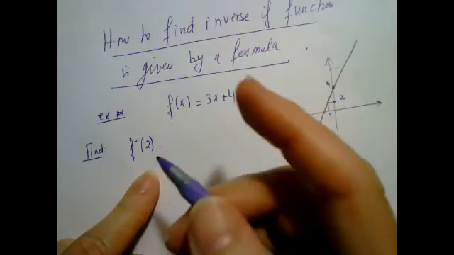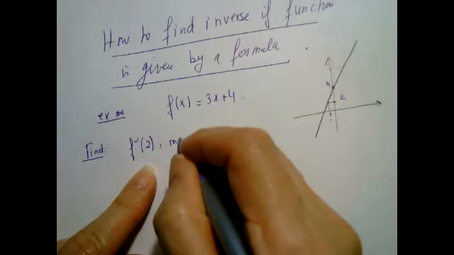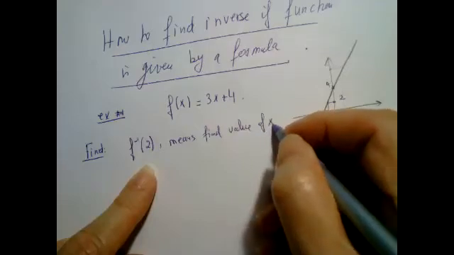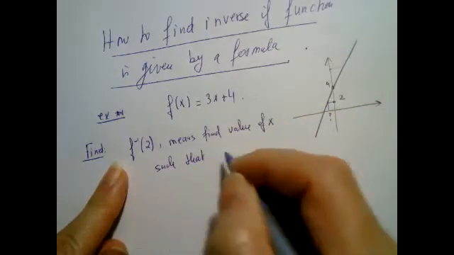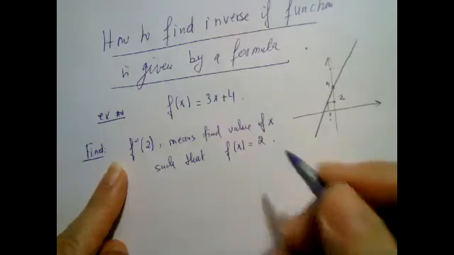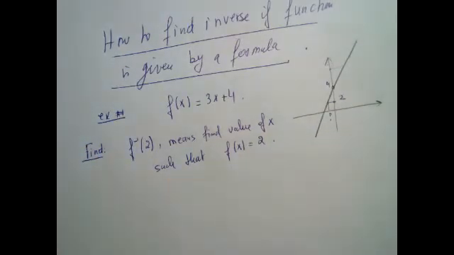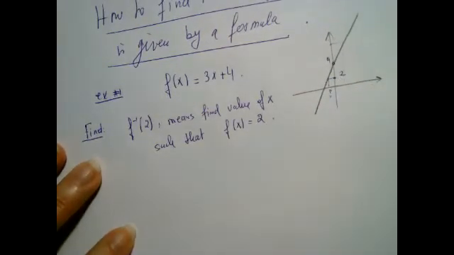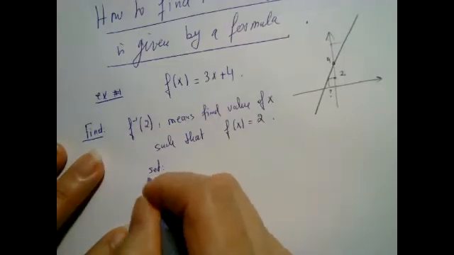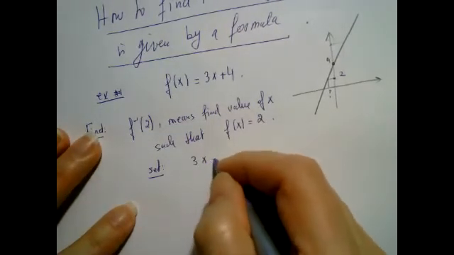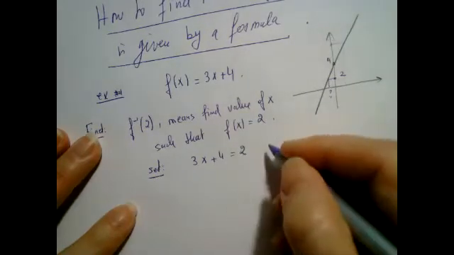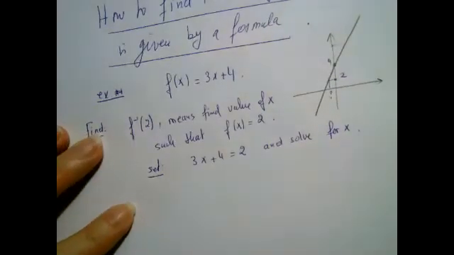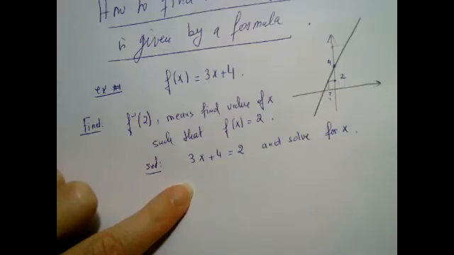Of course, we have to actually find it. So find f inverse, what does it mean? It means find the value of x such that f of x is equal to 2. So I want to find which x gives me the output of 2. How do we do that? We've done this a lot. We're going to set 3x plus 4 equal to 2 and solve for x. So finding this means we set the function equal to 2 and solve for x.